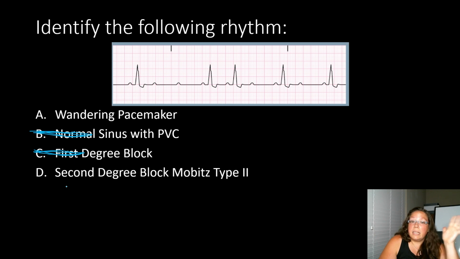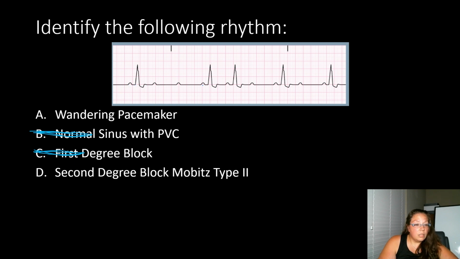So we know what second degree block is, right? It's when not all the P's get through, then you have Mobitz 2. QRS is coming home whenever he feels like it. He comes home sometimes the same time every night, and then sometimes he just doesn't come home. That's Mobitz type 2.